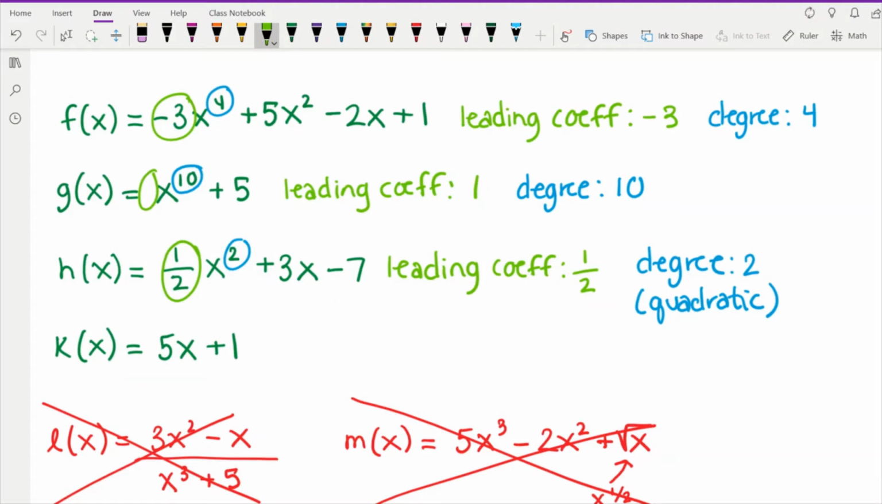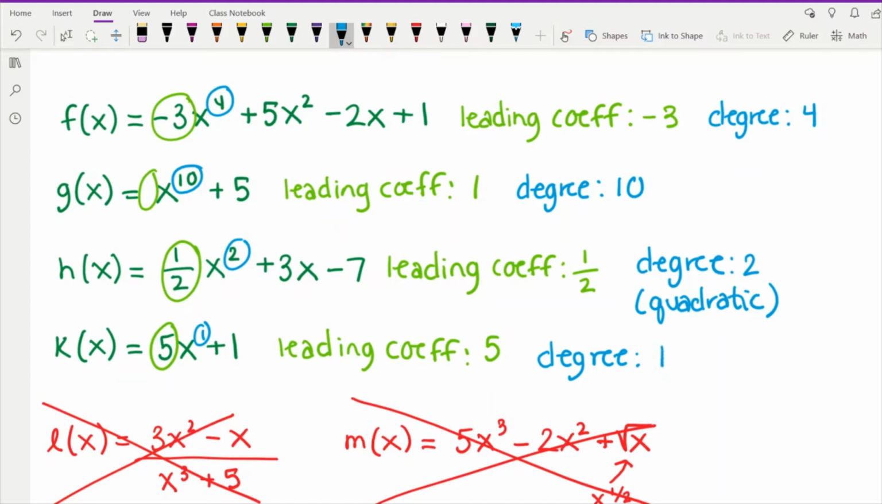What about our last one? In this case, what's the highest power of x we have? Well, we just have x. And so our leading coefficient is going to be 5. And then what about the degree? In this case, we don't really see x being raised to a number, but if you just have x, that's the same as x to the first power, right? I'll just put that in there. And so the degree is going to be 1. Similarly to what we said on the last one, whenever you have a degree 1 polynomial, that's the same thing as a linear function.